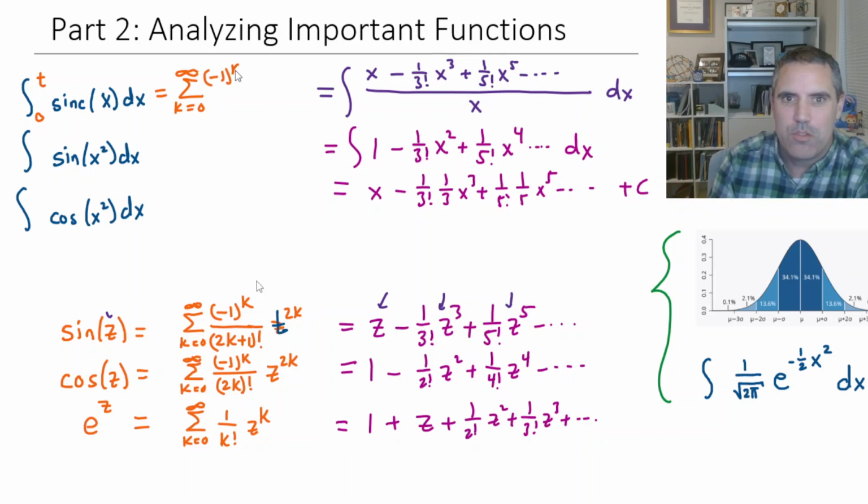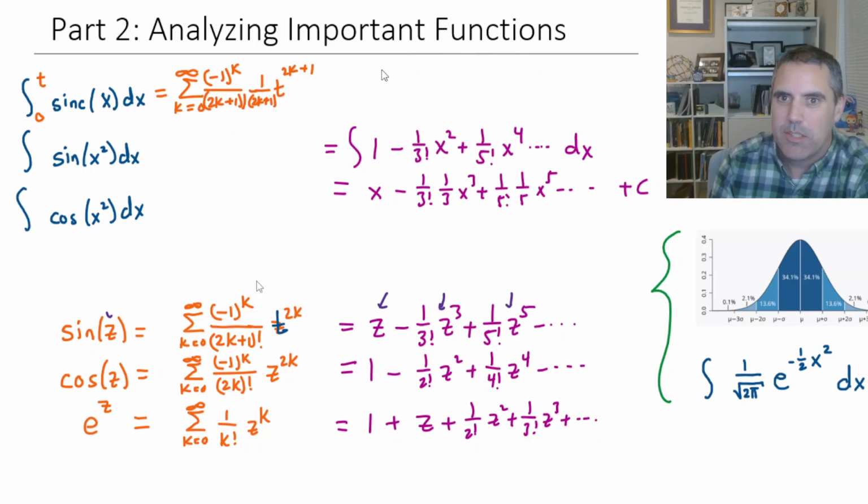The coefficients don't change. All this stuff in front here is the same. And the only thing we integrated was t to the 2k. And that becomes t to the 2k plus 1, 1 over 2k plus 1. And there is our function. There's the integral of the sinc function. And in many ways, it's the best answer we can give.